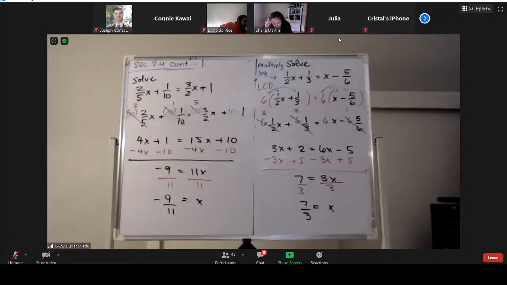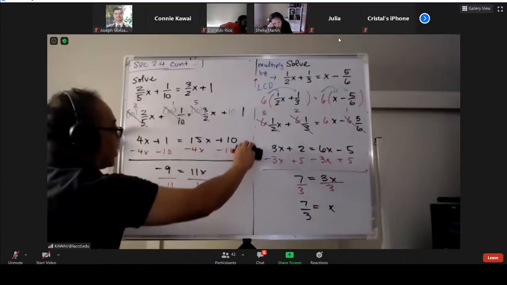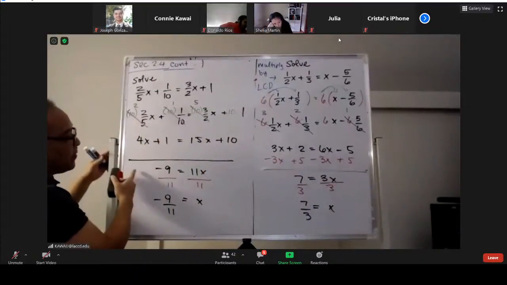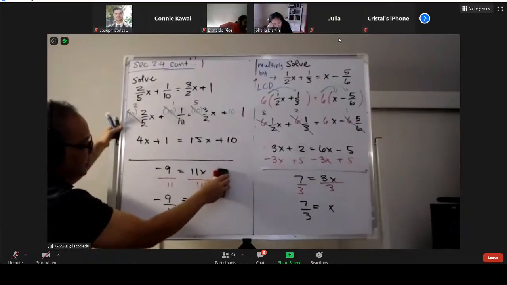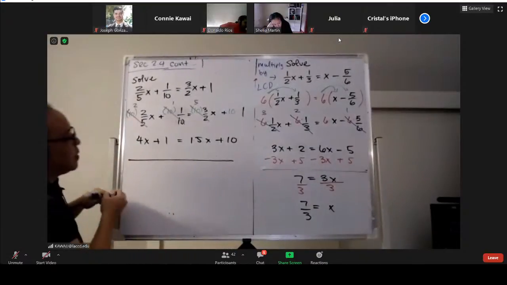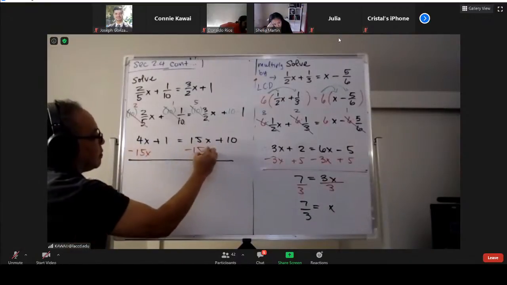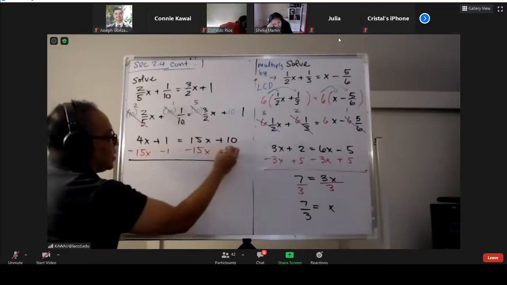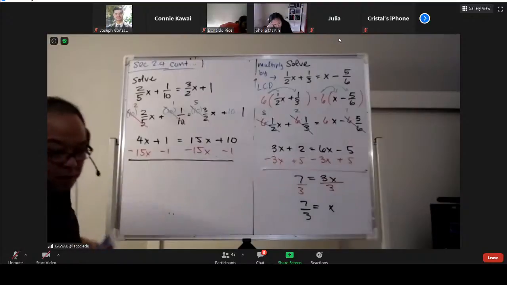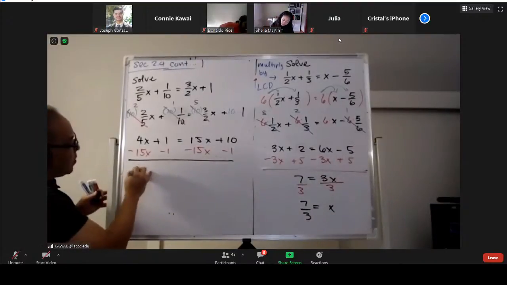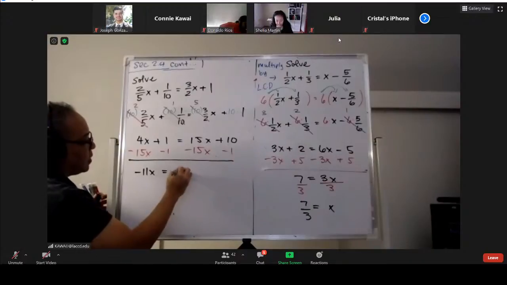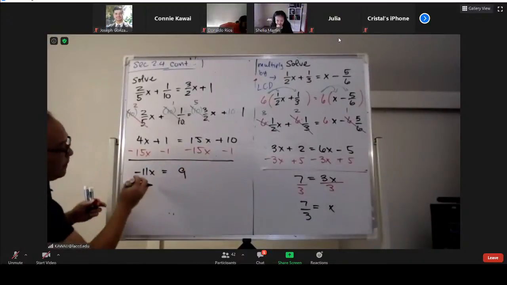Dr. Kwai, I subtracted negative 15x on both sides and did it opposite. Can you do it that way too? Absolutely. Let's try it. Let's take a look at it. Okay. So what'll happen is you should get minus 11x and then positive 9. Let's try it. Okay, that's what I got, but I was just confused. No, you're okay. So let's try it. 15x, minus 1 minus 1. So you'll get minus 11x is equal to 9, and then we'll divide both sides by negative 11.